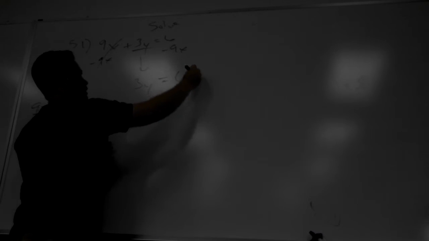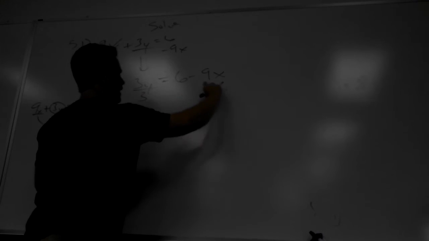So in here they said solve for y. So what do I want to get rid of? 9x. So that goes away. I got 3y equals 6 minus 9x. These are not like terms, so you cannot slap them together.